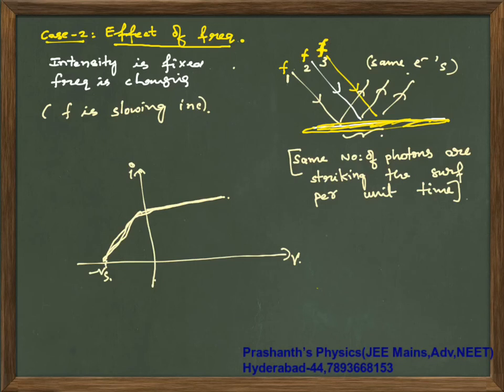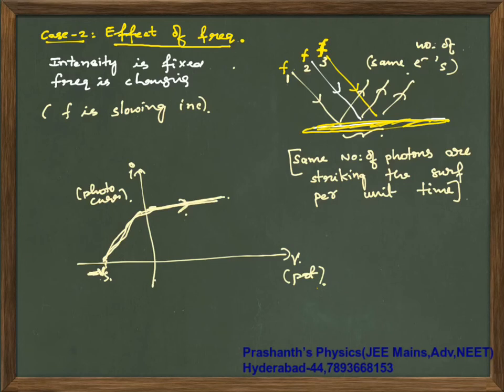If you are taking potential on the x-axis and photocurrent on the y-axis, after you reach this stopping potential value, the photocurrent will remain constant, because you have kept the intensity fixed: the same number of photons are striking and the same number of electrons are ejected out. Now in the books this case you will not have; you will have a different case and a different graph, which I will tell you. So according to what I have explained, keeping the target metal fixed, this is the graph.